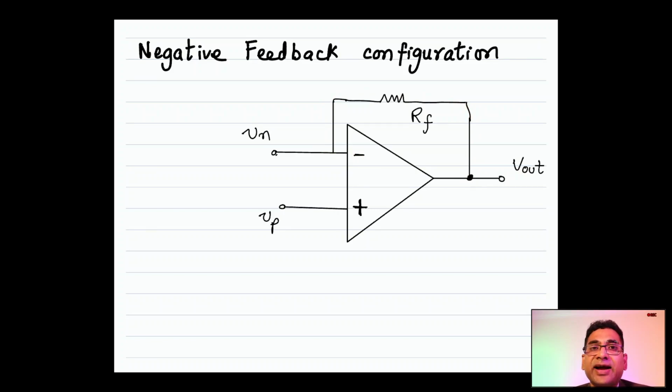We are going to look at more and more applications of this. As a matter of fact, you can have an inverting amplifier, a summing amplifier, a difference amplifier, a bunch of different configurations and applications can be constructed out of this negative feedback configuration.